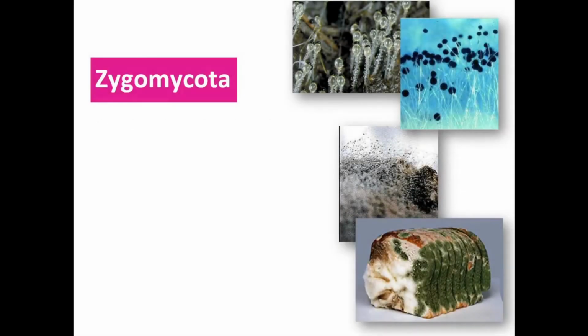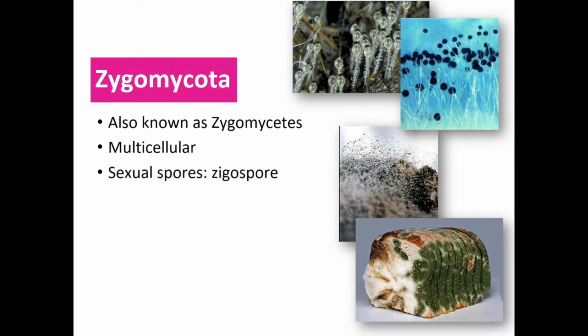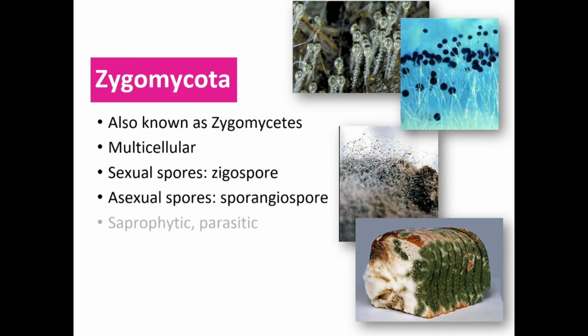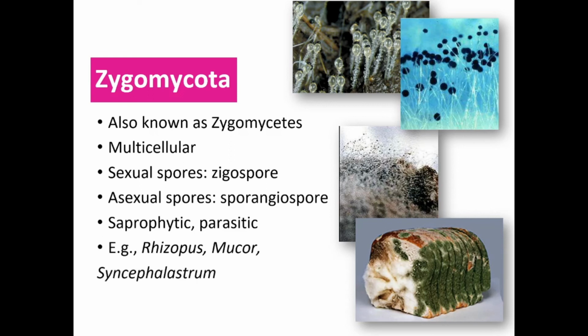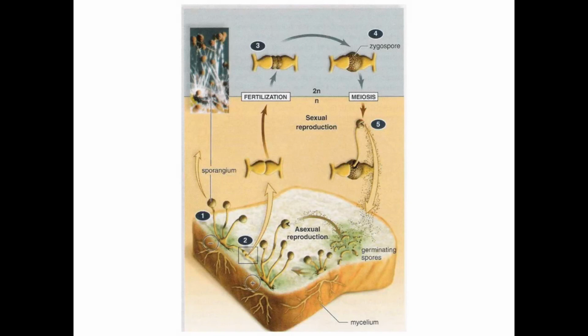Zygomycota, also known as Zygomycetes. They are multicellular organisms. They do sexual reproduction by producing zygospores, and they can also reproduce asexually by producing sporangiospores. They are saprophytic and parasitic organisms. Examples of Zygomycota are Rhizopus, Mucor, and Syncephalastrum. The most known Zygomycota is Rhizopus, or the bread fungi.